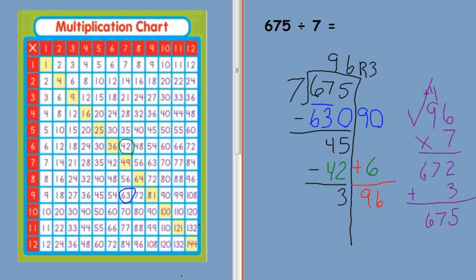If you had a hard time with this, then go ahead and watch the video again. If not, go ahead and move on to the next problems. Solve the next problems using the same method.